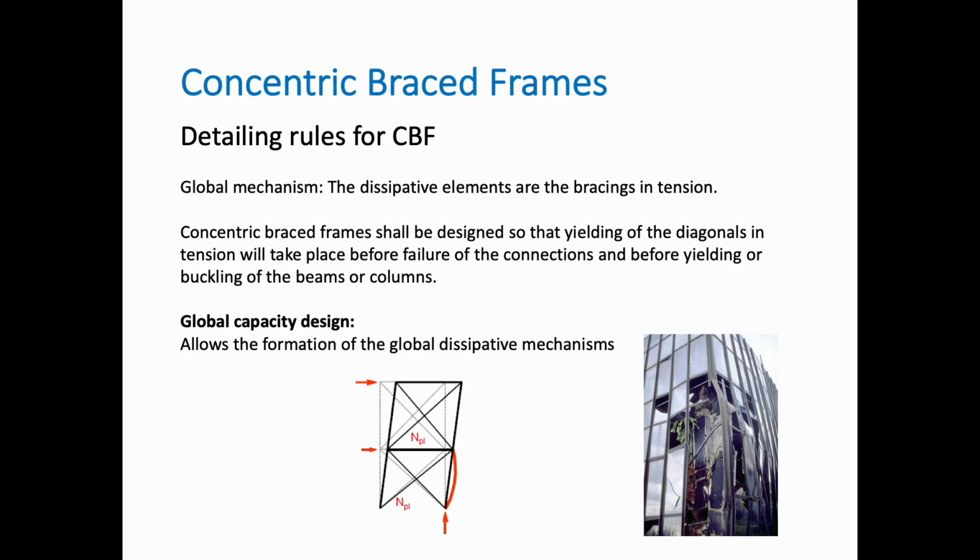The concentric braced frames shall be designed so that yielding of the diagonals in tension will take place before the failure of the connections and before yielding or buckling of the beams or columns, as we discussed in the first part of the presentation. The global capacity design allows the formation of the global dissipative mechanisms. The new thing here is this NPL, which is drawn on the graph at the bottom, and you see how a column buckling will look in reality if it is not designed appropriately.